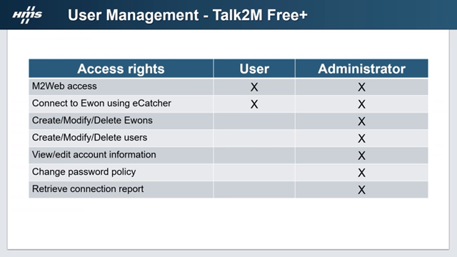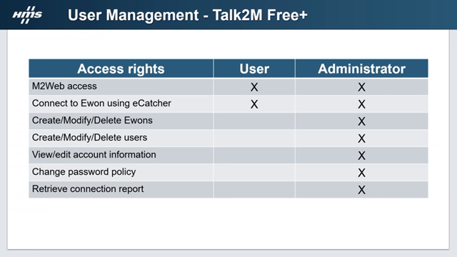One last thing that I want to mention and cannot be seen straight from this table is that in a free account, it is not possible to make a difference in what E1s can be seen by which user.